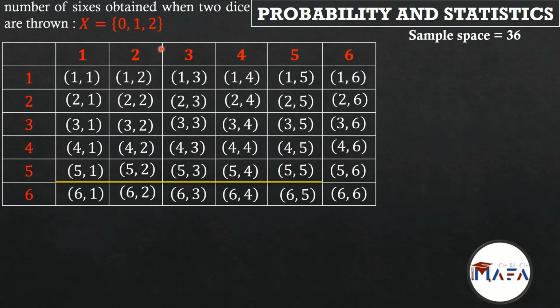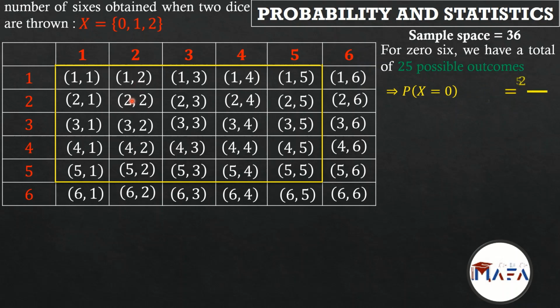If we are supposed to get no 6, it means we are in the region demarcated in the yellow color. For this region there is no 6, meaning that the first dice and the second dice have no 6. So you have 1 1, 1 2, 1 3, 1 4, 1 5, right up to 5 5. If we count the total number of possibilities, you are going to see that for us to have no 6, there are 25 possible outcomes. So the probability of us getting no 6 is the favorable outcomes, which is 25, divided by the sample space, which is 36.